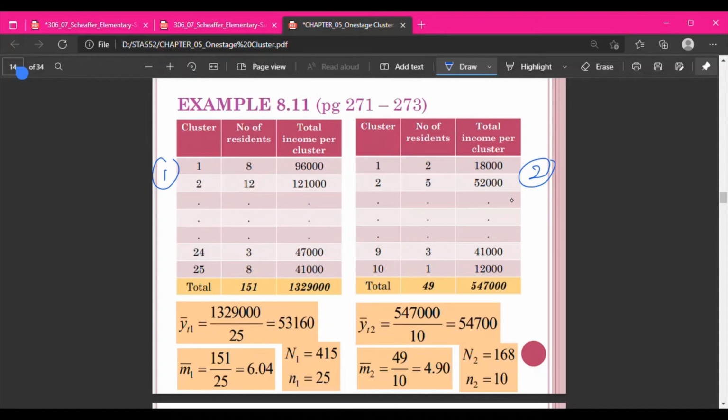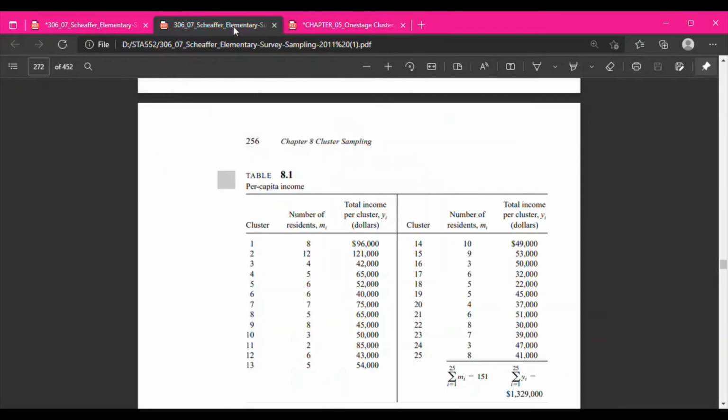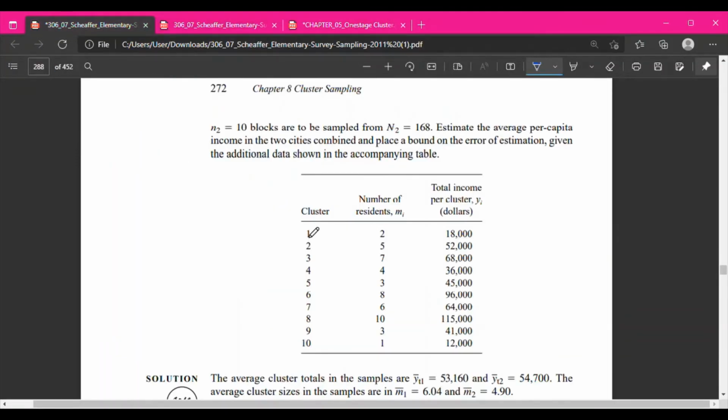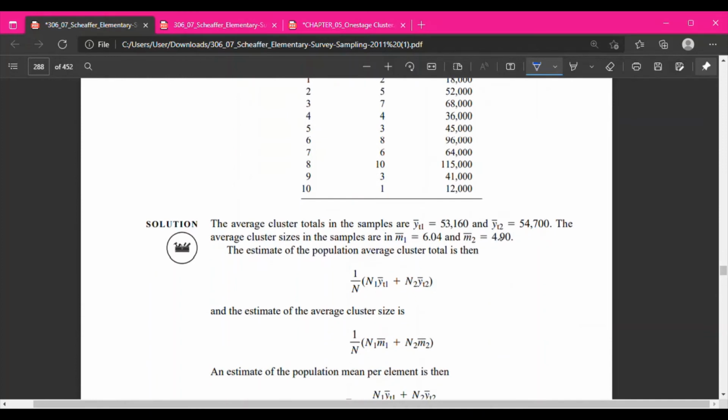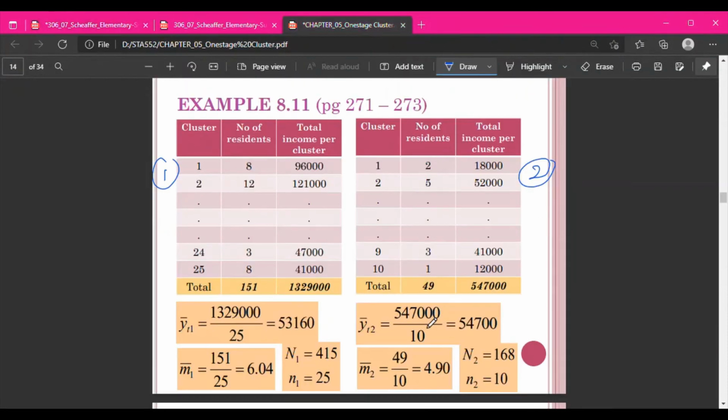Okay, so in order to find the y bar c tadi, okay, we need this value, we need the y bar t1 and y bar t2. So it is summation of the yi, summation of the observation here, okay, divide dengan how many cluster sample. Okay, sama juga for this one. So sebab itulah dekat sini dalam your textbook tu, the value-nya adalah 53160. Untuk yang kedua, strata yang kedua, 54700.